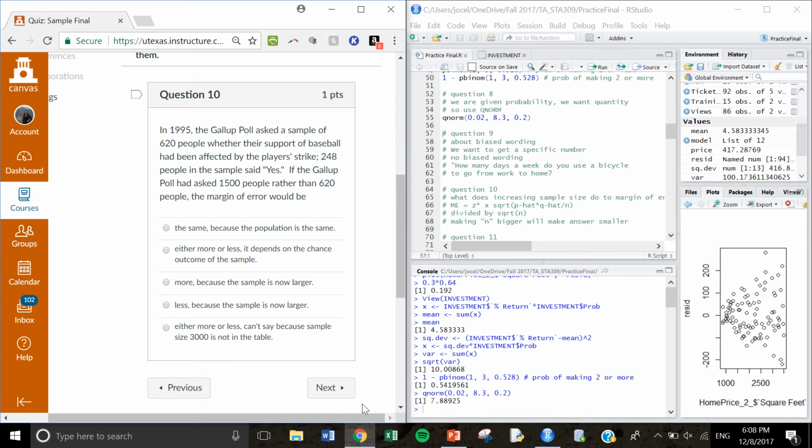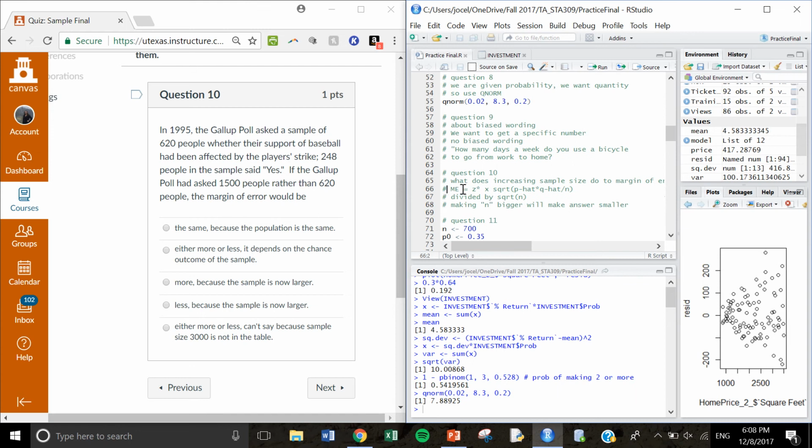So, this is saying, how does sample size affect margin of error? So look at the margin of error, which I wrote right here. It's our Z star times square root of p times q divided by n. So if I increase n, make n bigger, I'm dividing by a bigger number, so my margin of error is going to be smaller. So that gives us less because the sample is now larger.